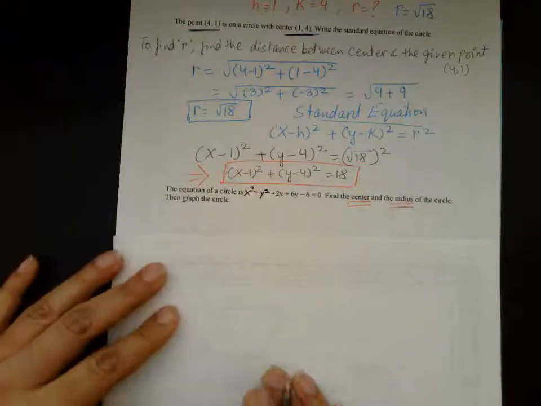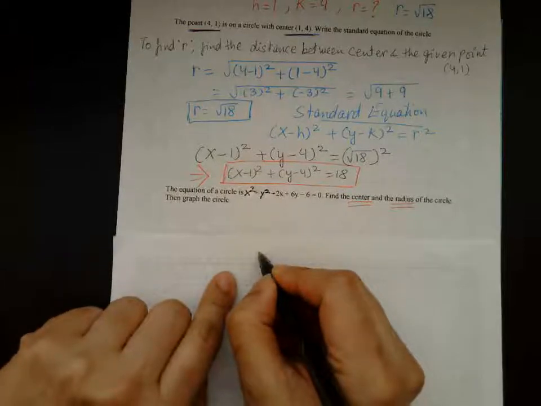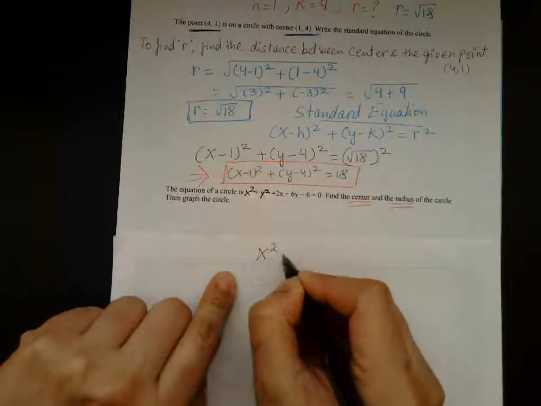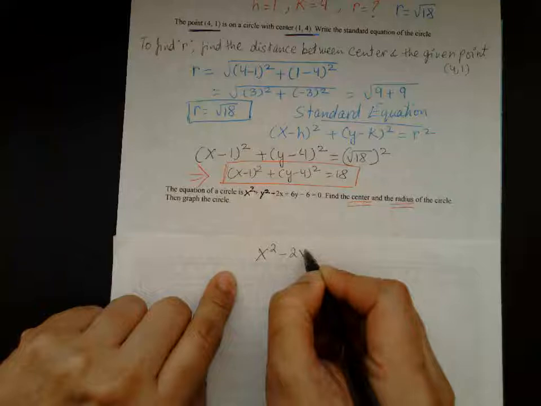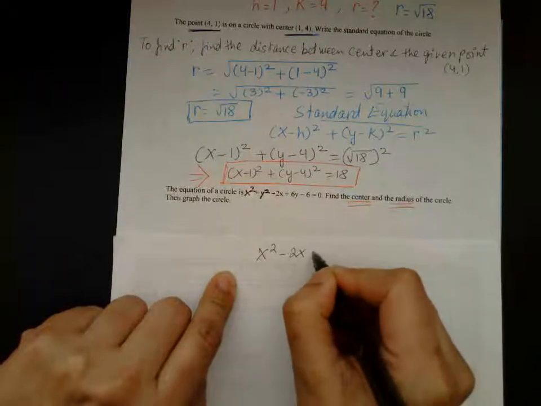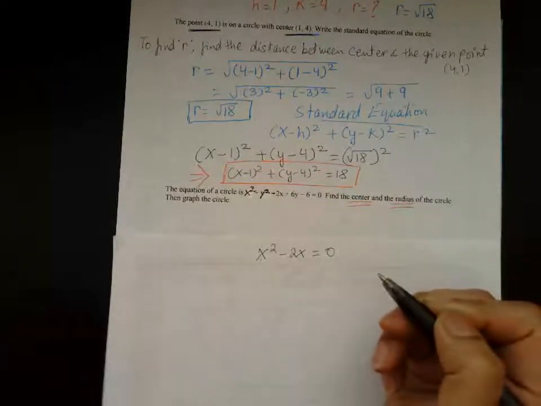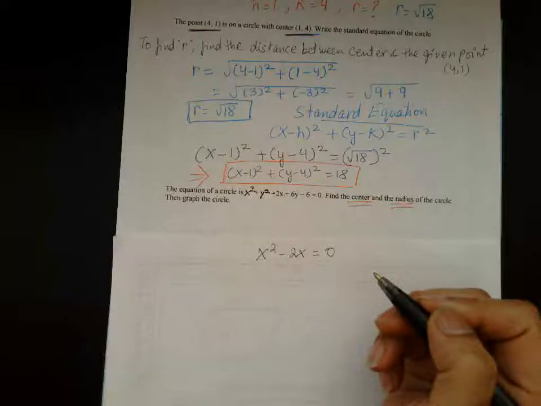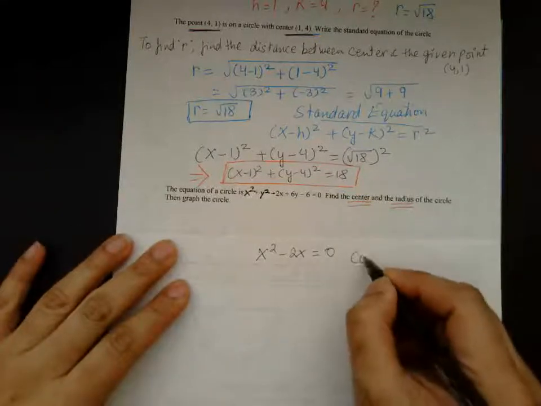Okay, let's say you have to factor something like this: x² - 2x = 0. How can I factor it? I can factor it by completing the square.